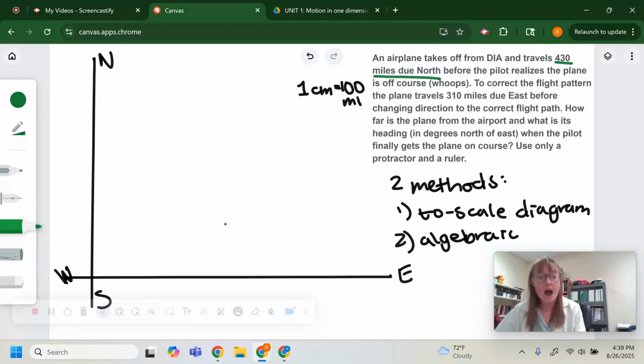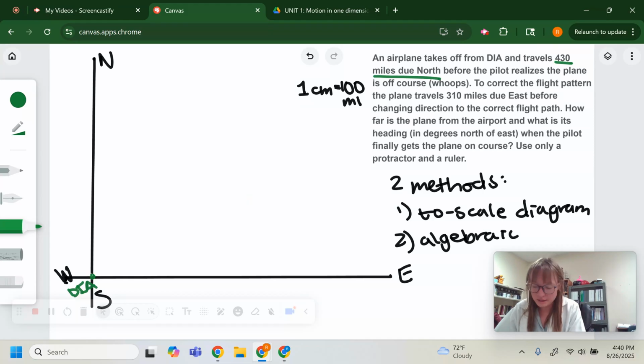I'm going to choose my starting point as the origin. But here in the problem, it clearly says that the plane starts at DIA. So I'm going to label the origin, which is my starting point, as DIA. Just like this. Now, the plane goes 430 miles north of DIA. I'm going to draw 430 miles north of DIA.